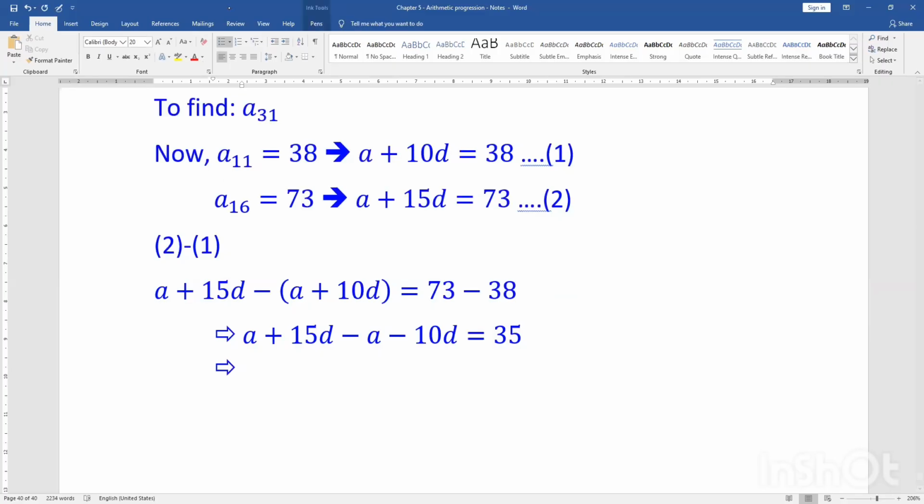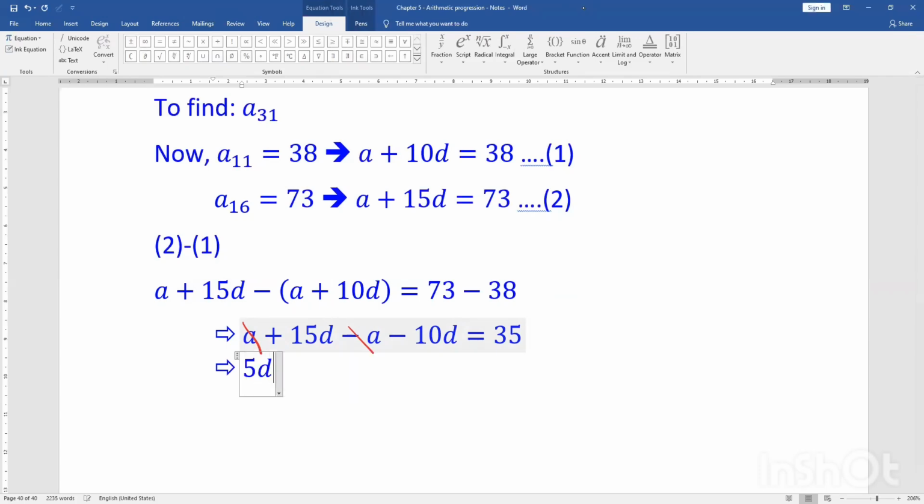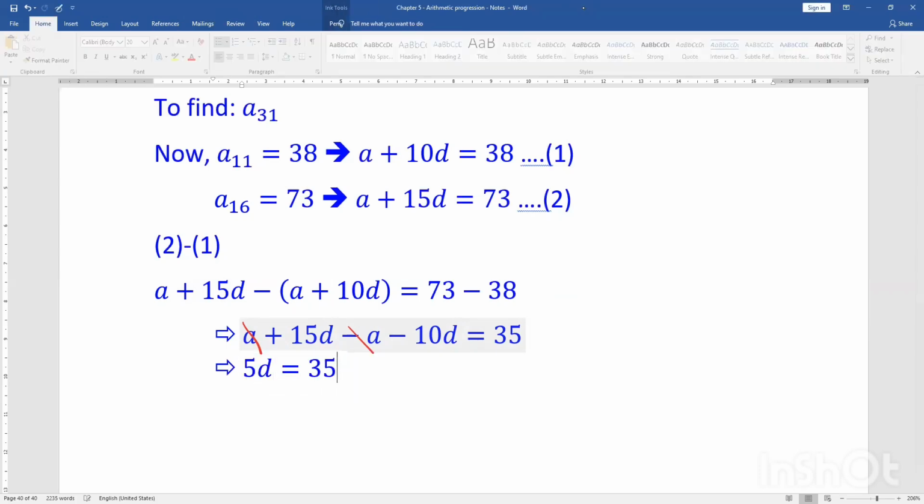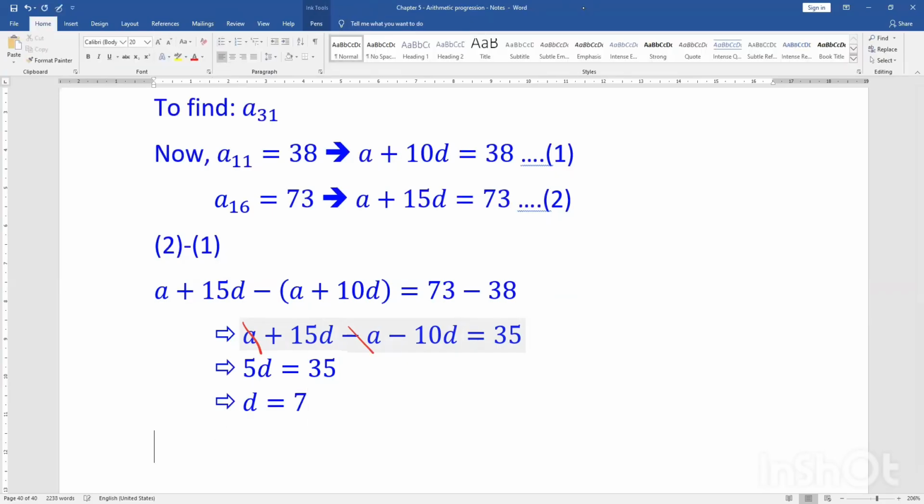So here we can cancel off this A and A. 15D minus 10D should give you 5D. So 5D equals 35. What is D equal to? 5 sevens are 35. So that means D equals 7. Right? So in this way you can write shortcuts also.